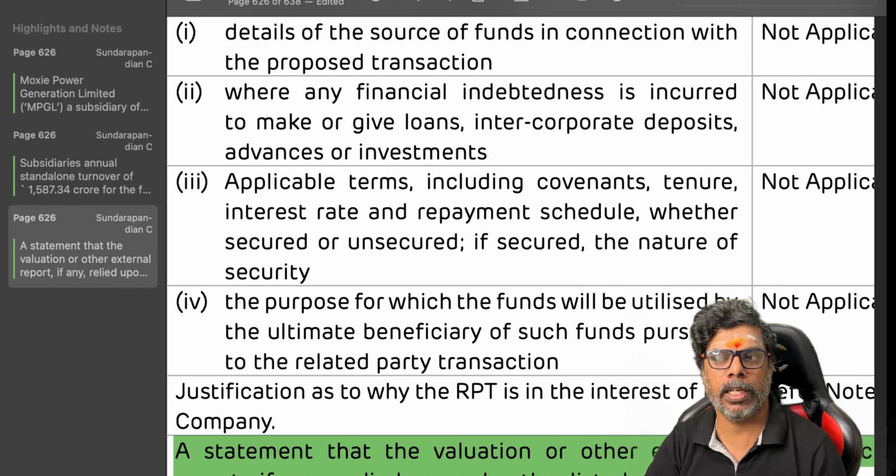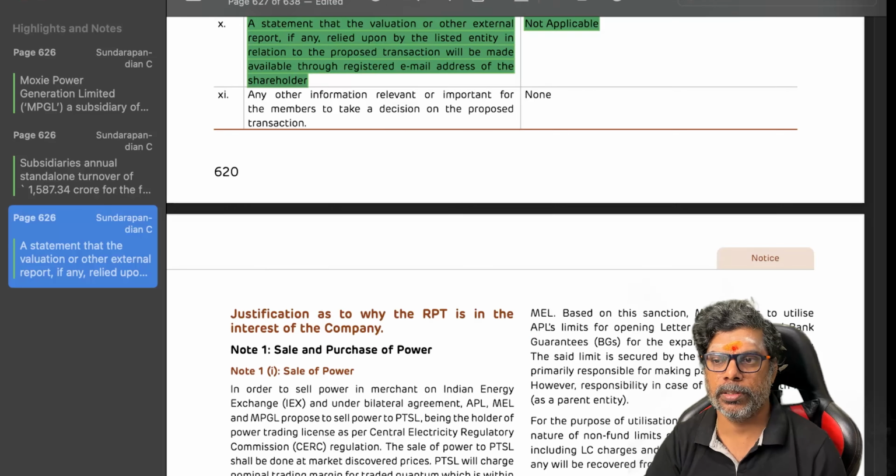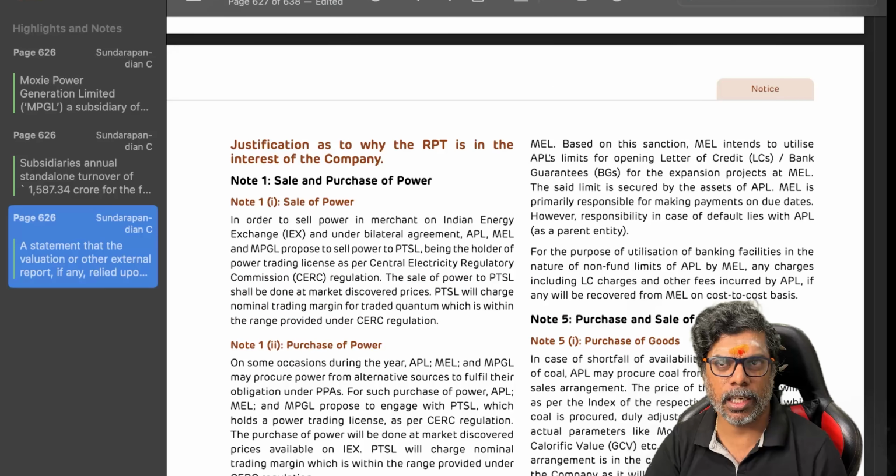Okay, the statement that the valuation or other external report, if any, relied upon by the listed entity in relation to the proposed transaction will be made available through the registered email address of the stakeholders or the shareholders. They're saying this will be sent to the shareholders, but there is no supporting document, they say not applicable. So this is one of the examples. There are a lot of examples. I'll show another one. A very important thing which you need to see.